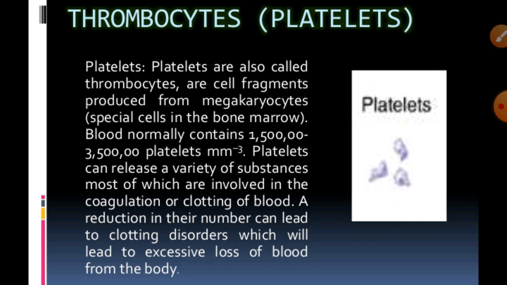In the next topic we will talk about the different characteristics of the different types of WBCs, that is the granulocytes and the agranulocytes. So students, you must prepare your notes.